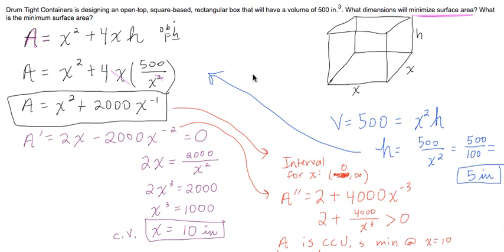So the volume is 500, which means x can't really quite get to 0. I mean, it could get infinitely close to 0, but the interval for x would be from 0 and really out to infinity, because you could just make the box infinitely flat and still have a volume of 500.